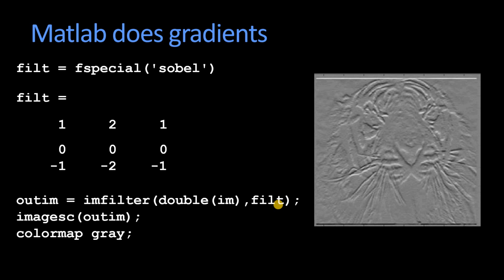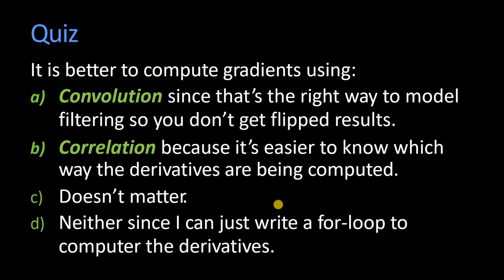Here is some MATLAB code. We just ignore it. We will be focusing on Python. Remember, to compute the gradients, you can use convolution and correlation. So which one?